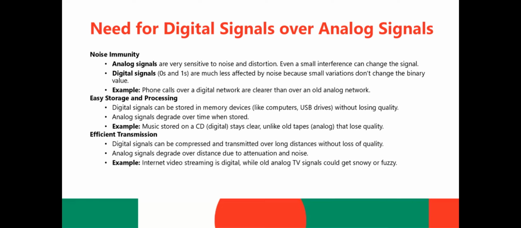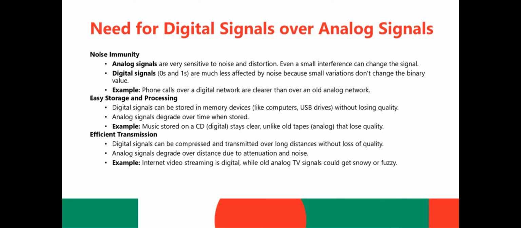Easy storage and processing. Digital signals can be stored in memory devices like computers, USB drives, without losing quality. Analog signals degrade over time when stored. So storing digital signals is very easy, but in analog signals storage is very difficult. For example, music stored on a CD stays clear, unlike old tapes. In older days we used tapes to store data, but it was of lower quality. So CDs will not be that distorted by noise.